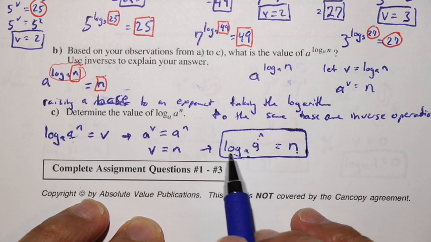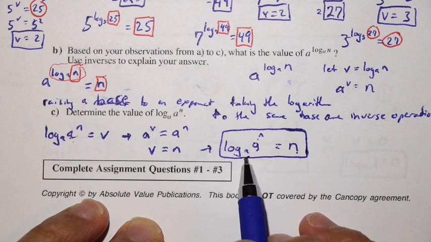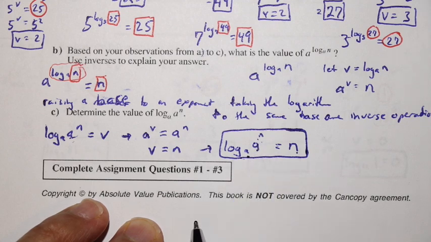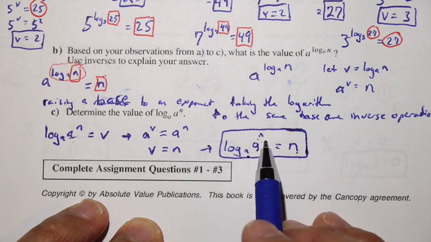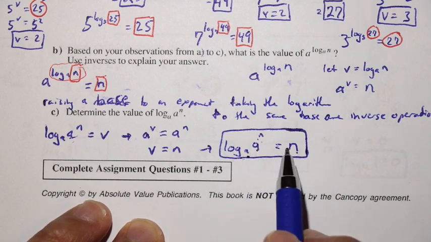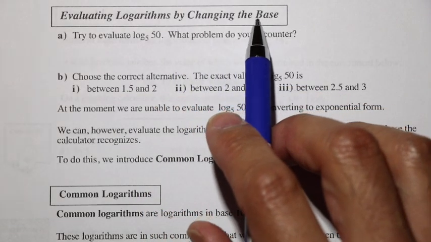So here in this section, we're saying take the exponent that I have to put on this base A so that I would result in the power of A to the N. Well, what exponent do I need to put on A to become A to the N? Well, that exponent is N. Let's talk about evaluating logarithms by changing the base here.